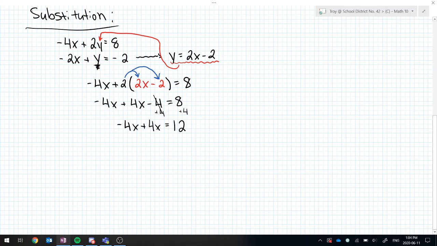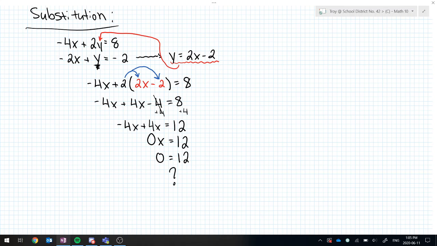And now we would want to collect the like terms of these two x terms. But if you notice, we're going to have a problem, because we have negative 4x plus 4x. So of course that's going to simplify to 0 x's equals 12, and as we know, 0 times anything, even if it's x, even if it's a variable, is simply going to be 0. So we're left with 0 equals 12.